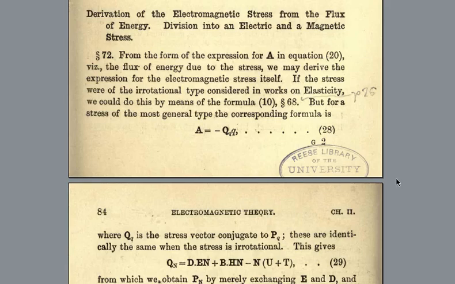72. From the form of the expression for capital A in equation 20, namely the flux of energy due to the stress, we may derive the expression for the electromagnetic stress itself. If the stress were of the irrotational type considered in works on elasticity, we could do this by means of the formula 10 in section 68. But for a stress of the most general type, the corresponding formula is capital A equals negative Q sub P.